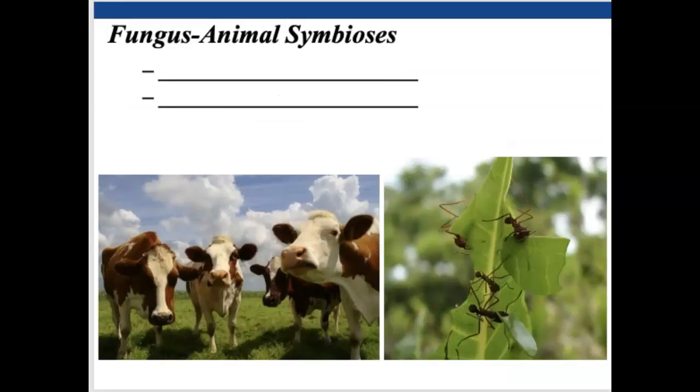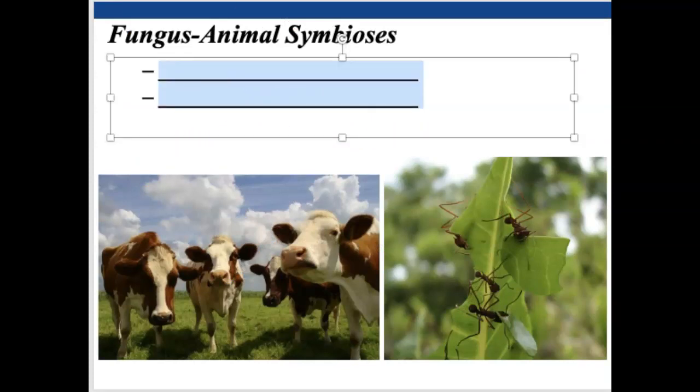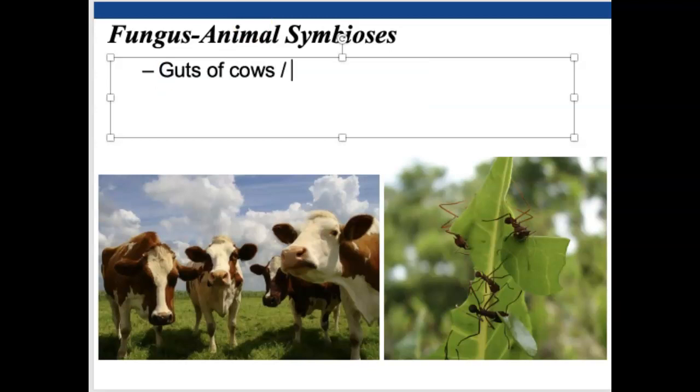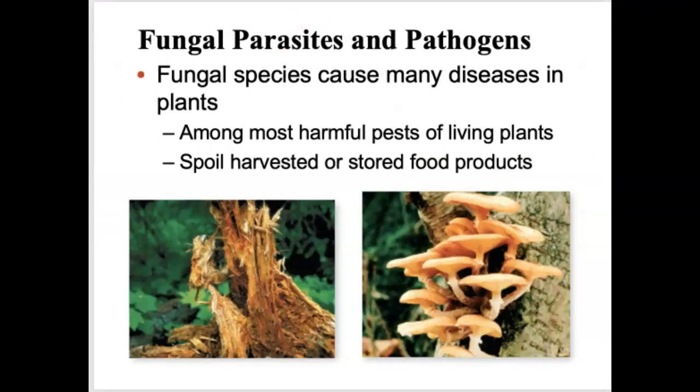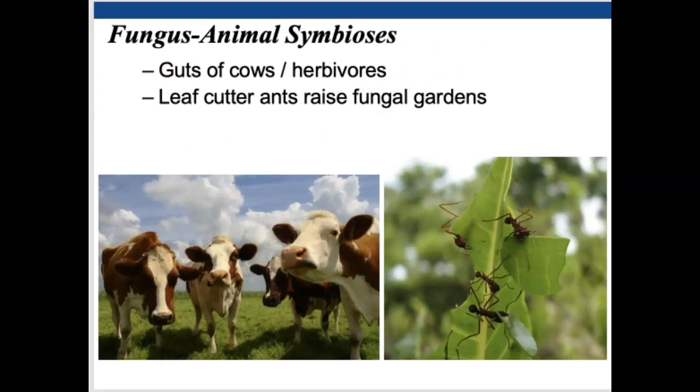Let's take a look at animals. How do fungi and animals play together? Well, we mentioned before they live in the guts of herbivores. Cows were the example, breaking down and digesting nutrients, making them available for the animal. The picture on the right, let me give credit to the leafcutter ants that raise fungal gardens. These leafcutter ants go out and clip leaves, bring them back to the colony, and bury them underground. They don't eat the leaves. The leaves get decomposed by the fungus, and the fungus is then eaten by the ants. So they're eating fungus, not the leaves.